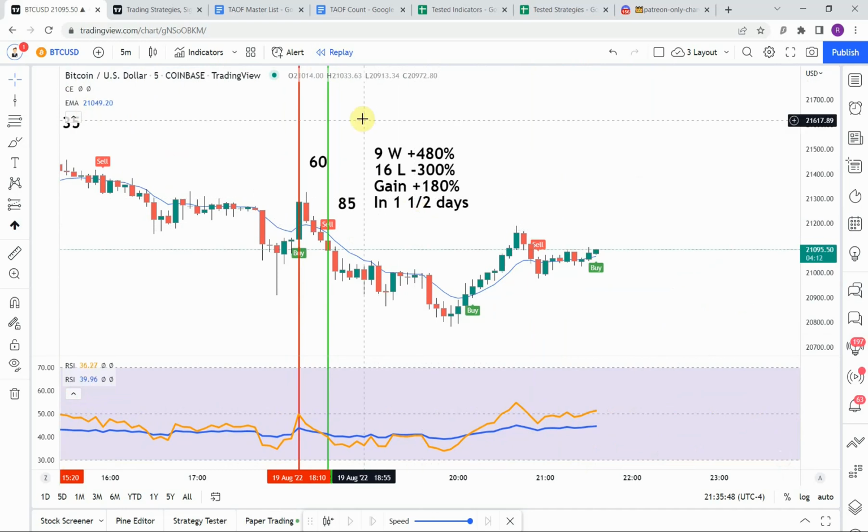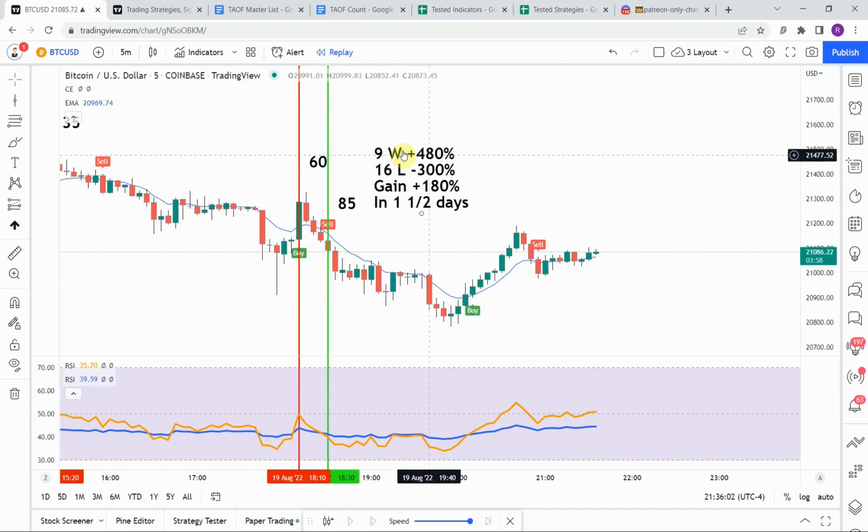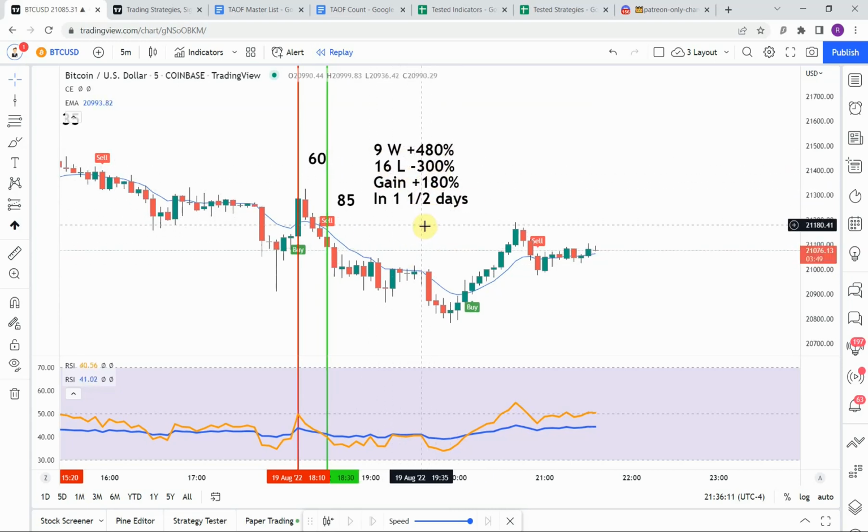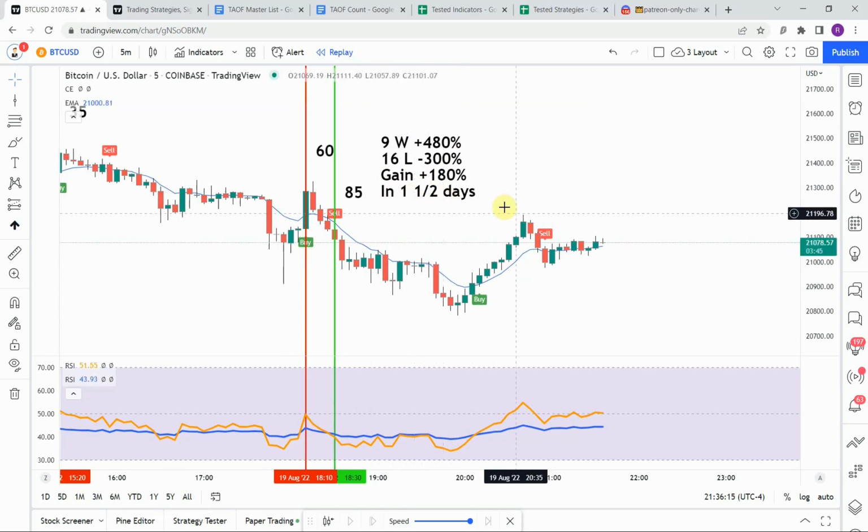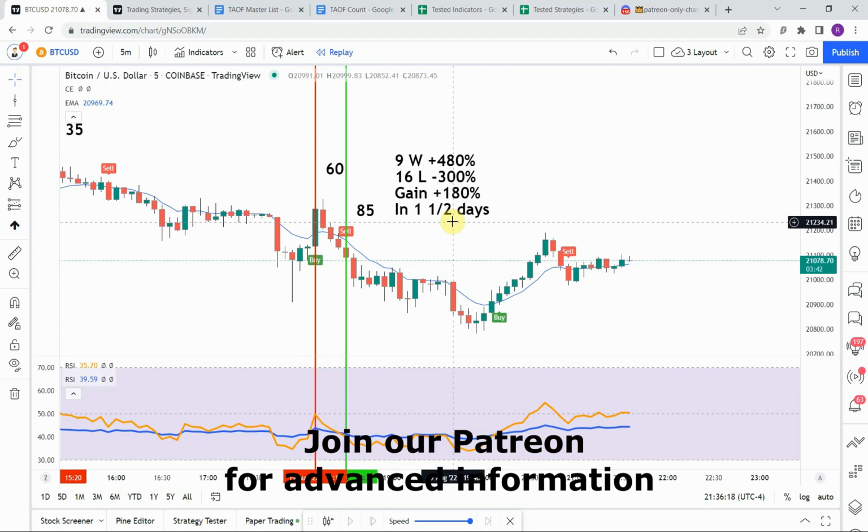And in 25 trades, we had 9 winners. We had 16 losers. Not a great win rate. But the 16 losers were generally relatively smaller than the winning trades, which were generally larger. And so we were able to gain 480% on the winning side. We lost 300% on the losing side. That's a total gain of 180%, and that was in 1.5 days. And so all in all, not a bad strategy.